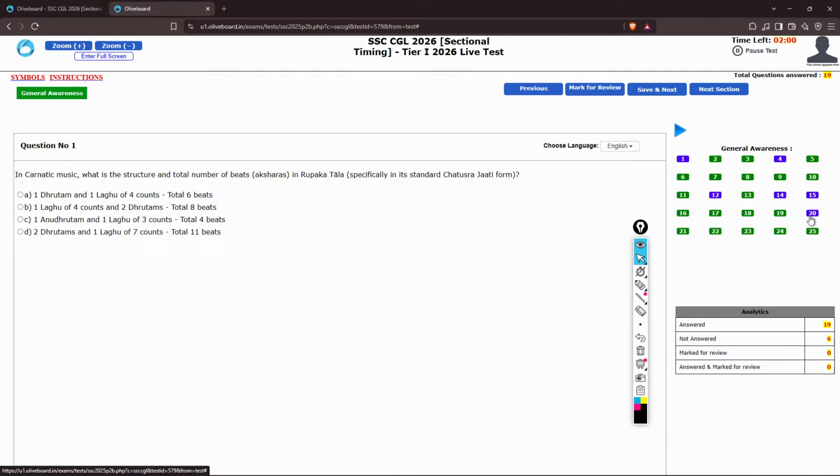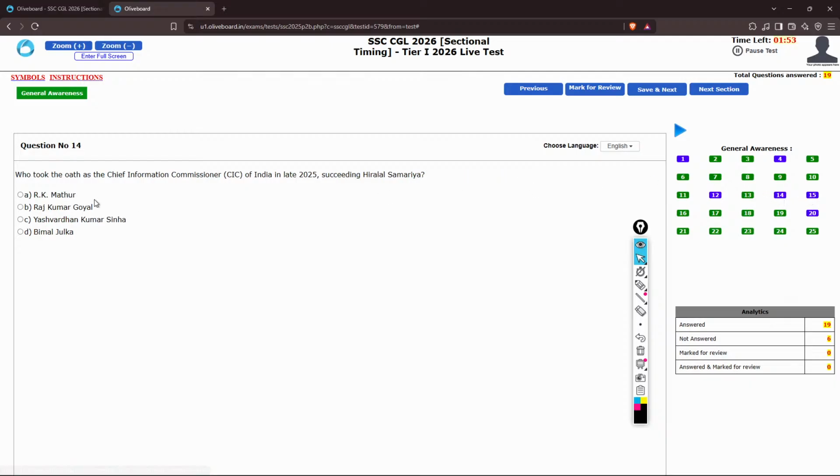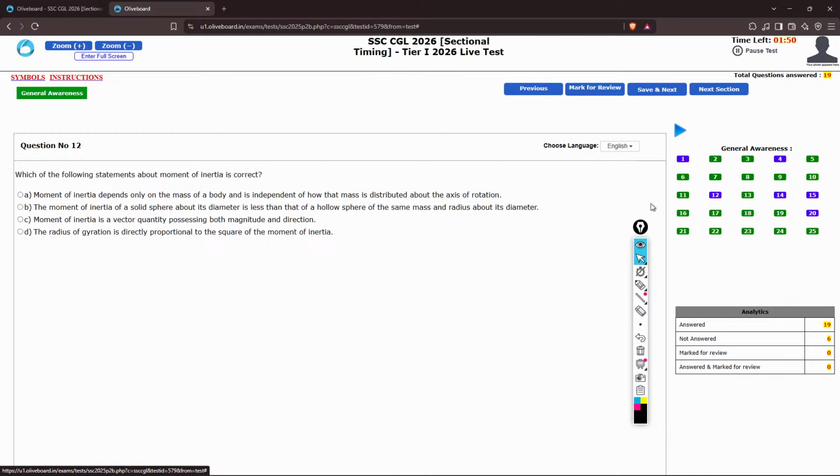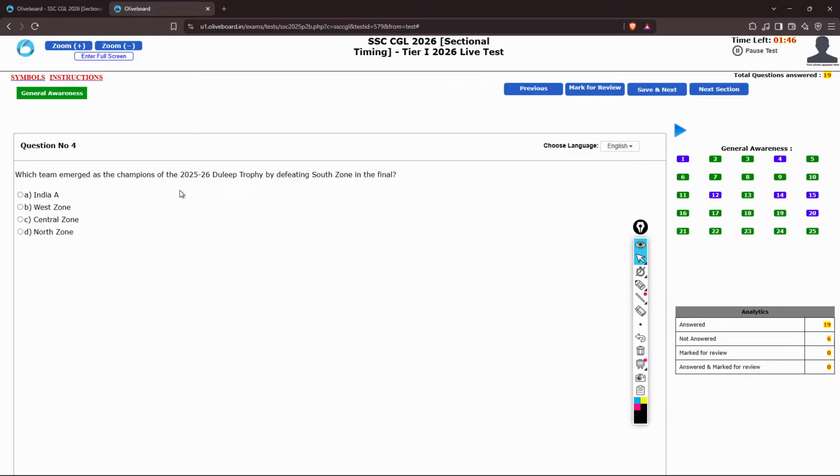Okay. Now this one I have no idea. I will not make any wild guess. Same goes with this one. Moment of inertia, I will check it later. Okay, Duleep Trophy. I feel India could win, but I mean West Zone is quite dominant in cricket for the last few years. Duleep Trophy, right? I feel Shreyas Iyer led the team. Something like that happened. So I'll go with West Zone.